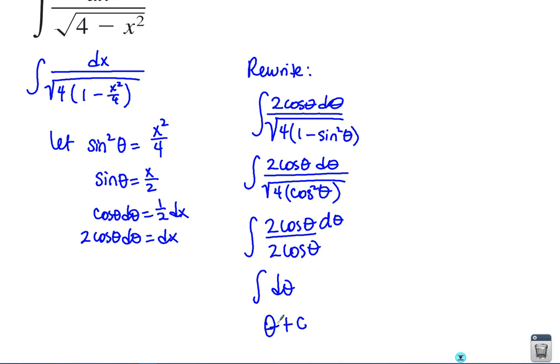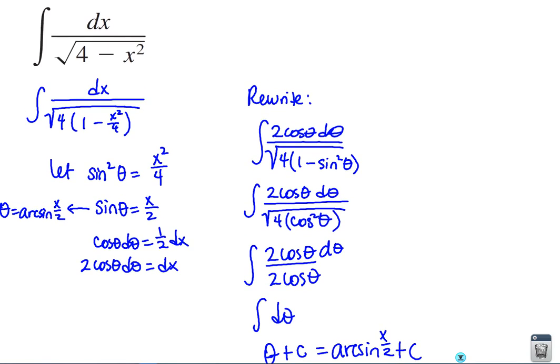Okay. However, I don't have my expression for theta yet. I'm supposed to get that from this right here. Well, if the sine of theta is x over 2, that means theta is equal to the arc sine of x over 2. So I can bring that back here and say that arc sine of x over 2 plus c is the same thing as theta plus c. So my original integral, very similar to the last one but now with this 4 right here, is arc sine of x over 2 plus c.